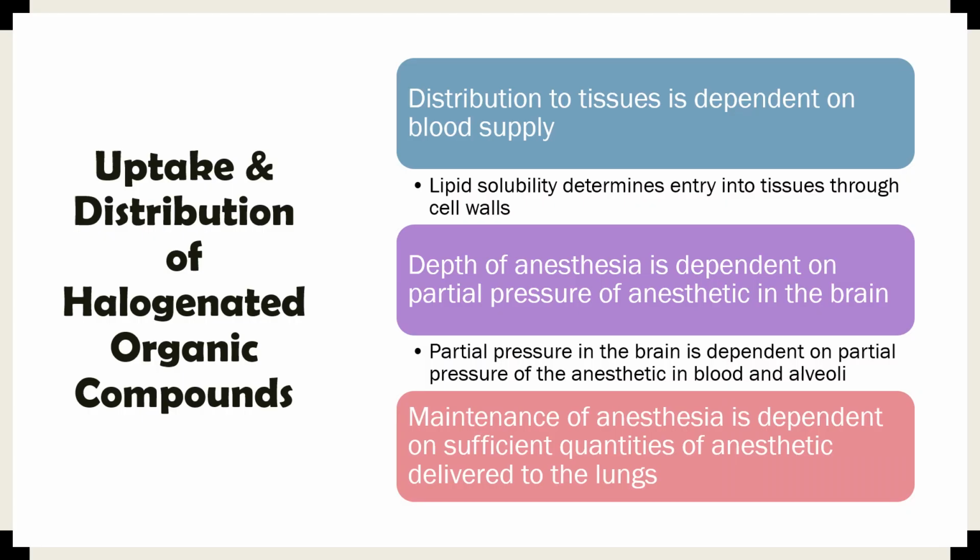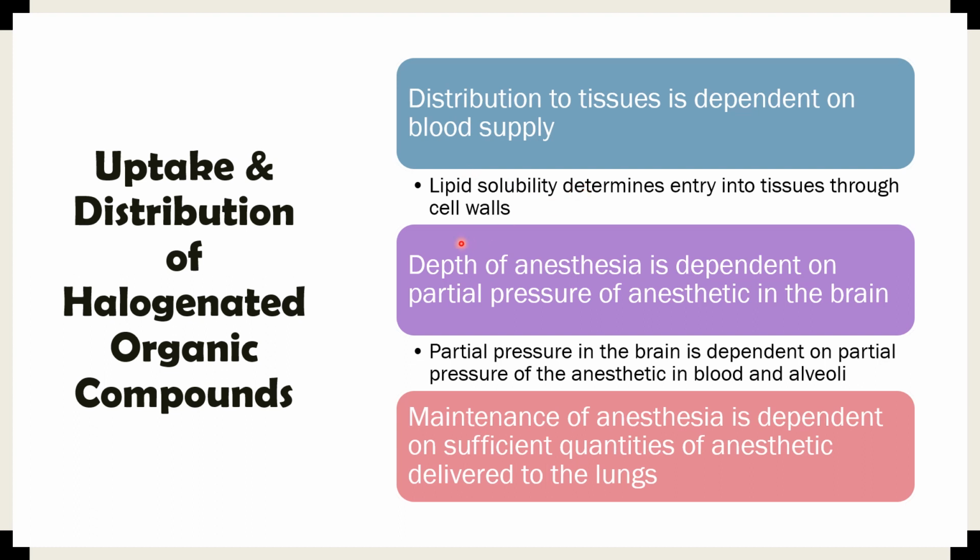The distribution of the anesthetic to tissues will be dependent on the blood supply. Of course, the blood supply is very important because it's how the tissues get everything. So through the blood supply, for example, that is how the brain will get the anesthetic and also the other parts of the body. We also have the lipid solubility. Of course, the lipid solubility will determine the entry into the tissues through the cell wall.